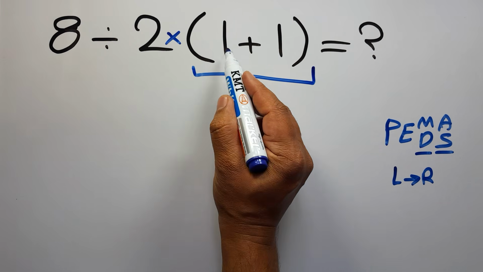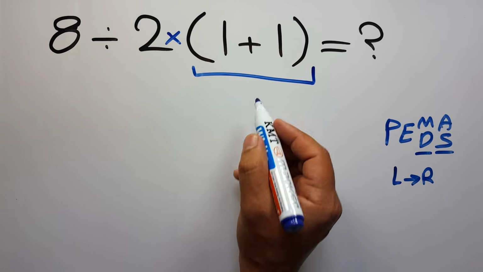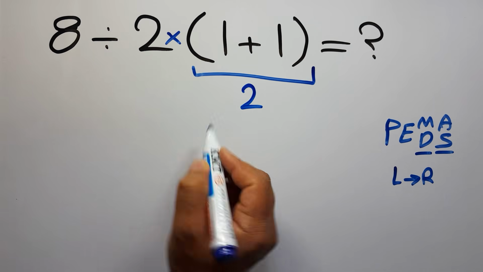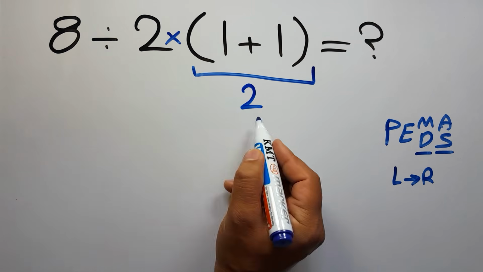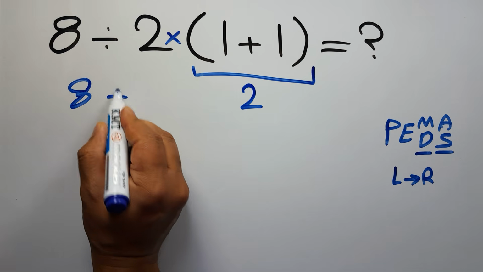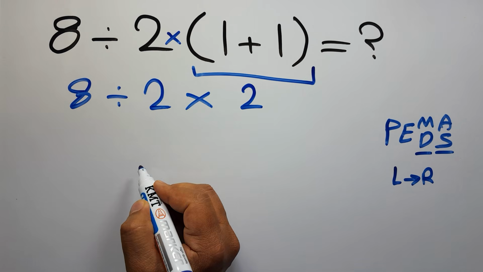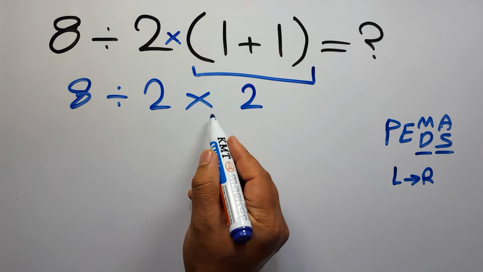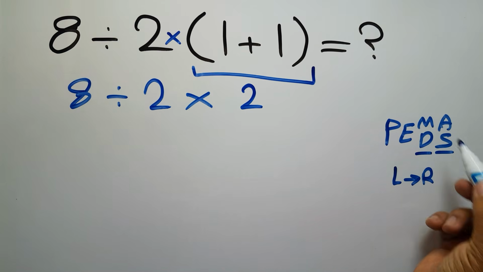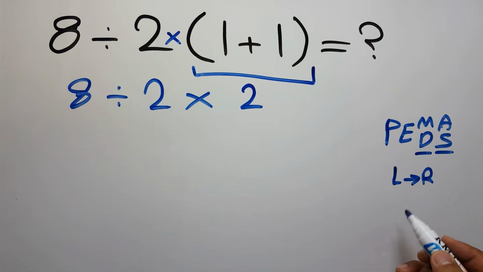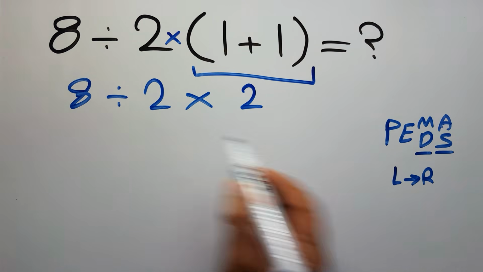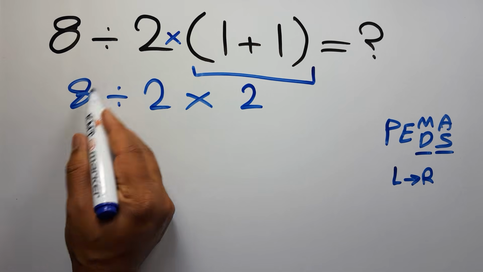Inside this parentheses we have 1 plus 1, which equals 2. So we have 8 divided by 2, then times 2. Now we have one division and one multiplication. As I said, multiplication and division have equal priority and we have to work from left to right. So here, first we have to do this division.